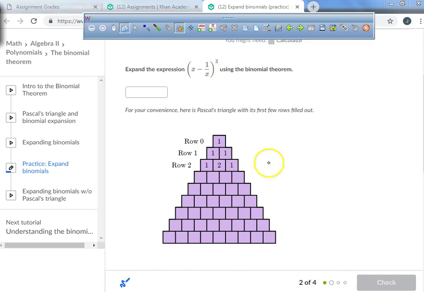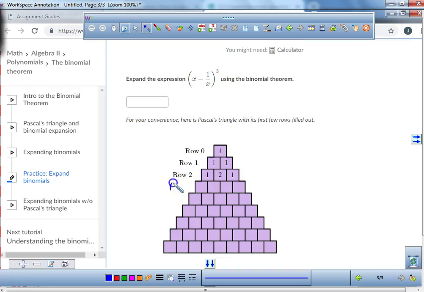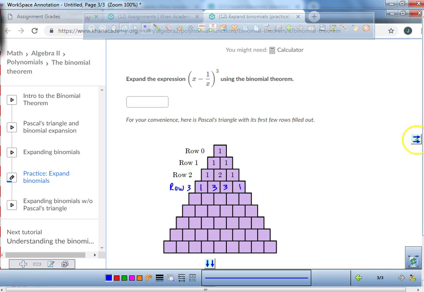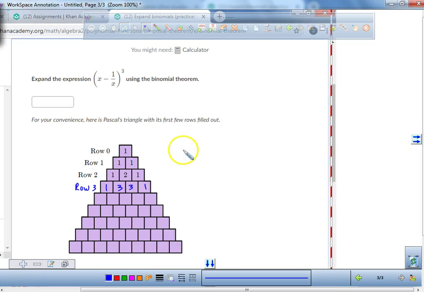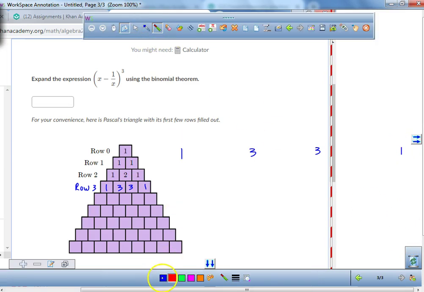All right. So right here, what are we doing to the power of 3? So what I would do is I would just look at your row 3. You have a row 3 already written down. A 1, a 3, 3, and a 1. So all we're going to do right here is we're going to do 1, 3, 3, and a 1.